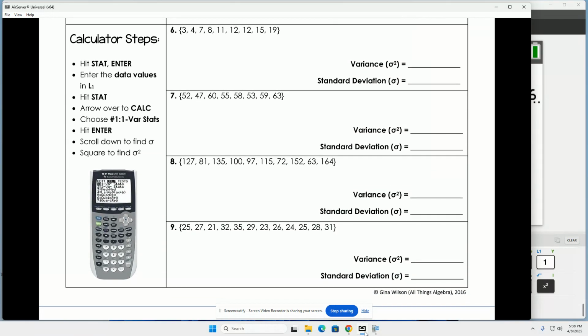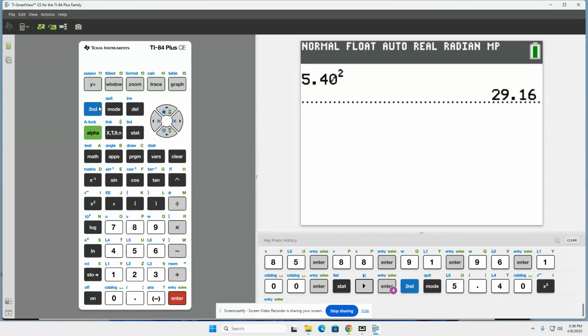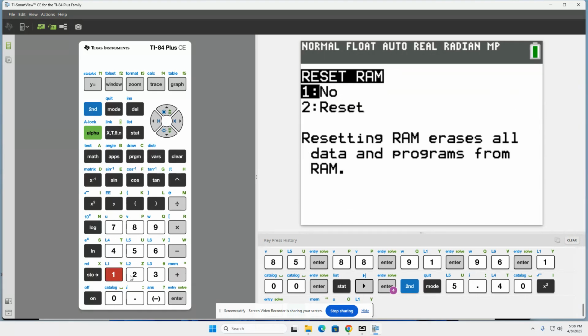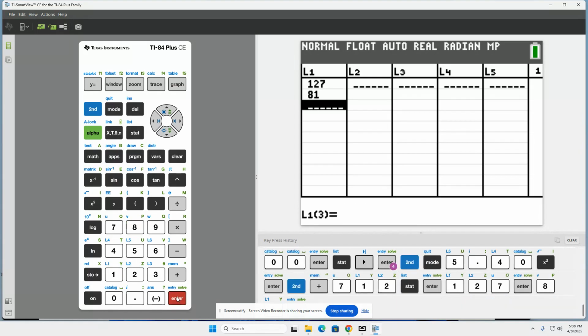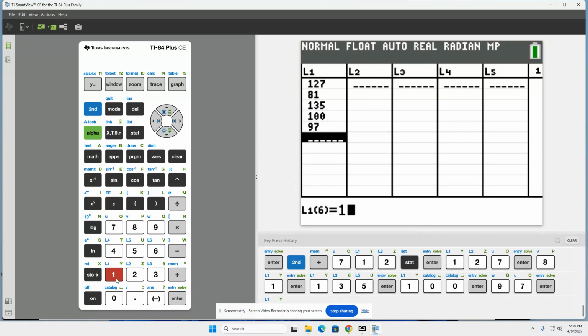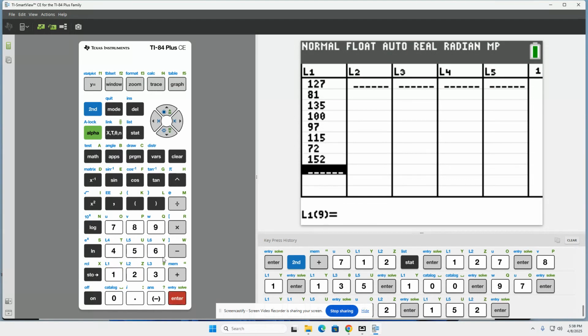Let's do number 8. It's got several more numbers. I'm going to reset my calculator real quick. Never a bad idea. Go to stat edit, and let's enter them. Give me some time. Let's do it. We got 127, 81, 135, we've got 100, 97, we've got 115, 72, we've got 152. We got 63.